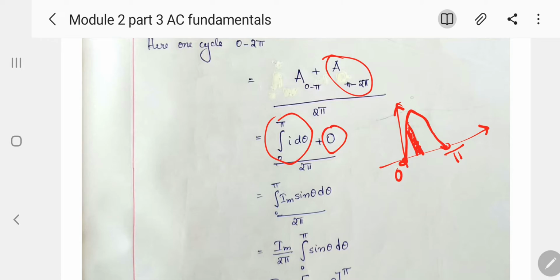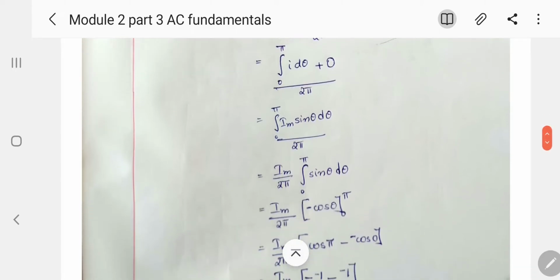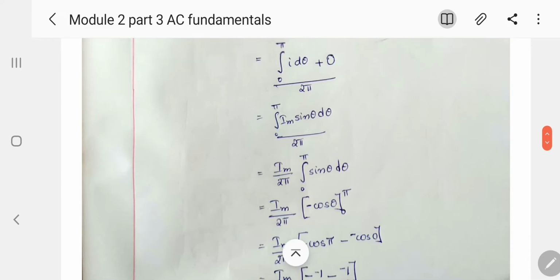What is the area of a small strip here? You can see I is the length. At every point the length I is changing. So I is the length and d theta is the breadth of the rectangular strip. Now we are going to integrate this. From where to where do we integrate? From 0 to pi. Why? Because we are finding the area from 0 to pi. So the integral from 0 to pi of I d theta plus 0, whole divided by 2 pi. This is the area. So we eliminate the 0 and the remaining term is I d theta.